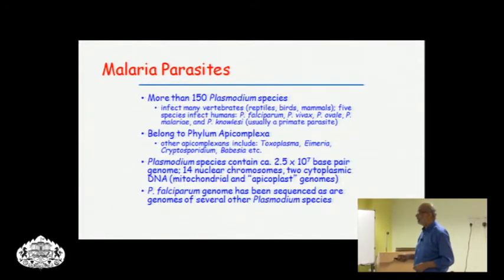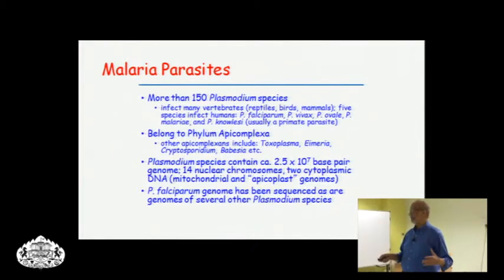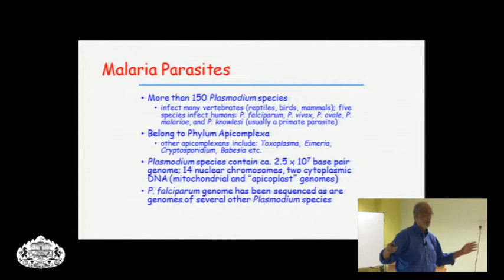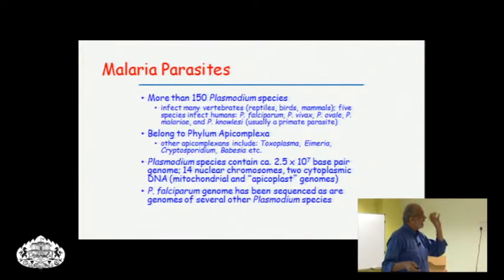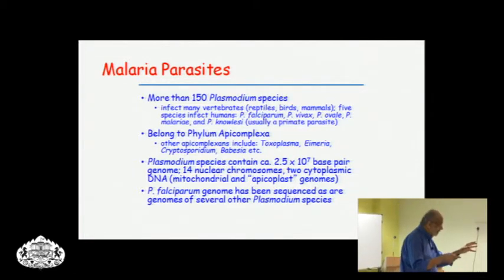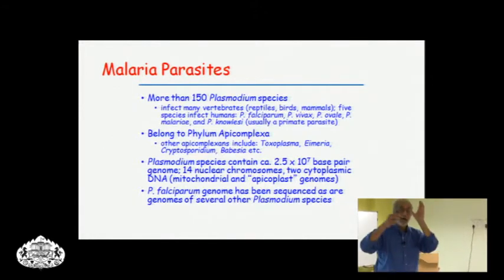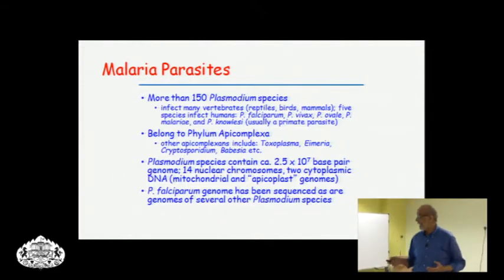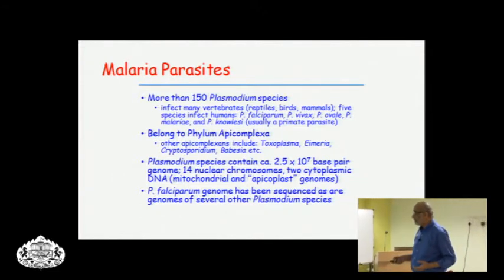Okay. These belong to this phylum called Apicomplexa. Apicomplexa is a huge phylum. There are thousands of species, probably hundreds of thousands of species of Apicomplexan parasites. They are all obligate intracellular parasites, meaning these are eukaryotes that have to live inside another eukaryotic cell. And that's common for all these Apicomplexan parasites. And they have very interesting features, okay?